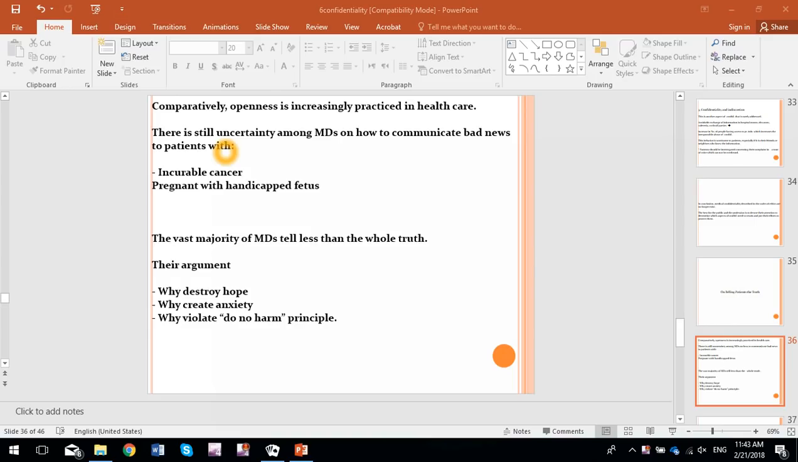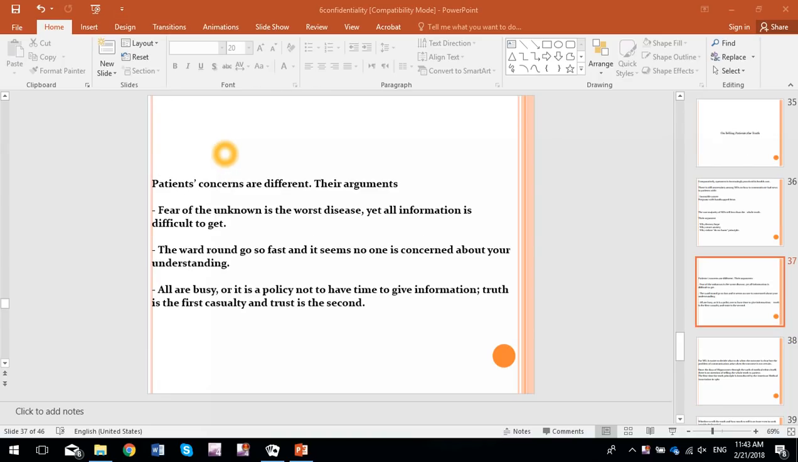When you ask them why they don't tell the whole truth, their argument is: why destroy hope? I don't want to destroy hope for the patient. This is why I'm not telling the whole truth. Why create anxiety? Telling the whole truth means creating anxiety, increasing the anxiety status of the person, and I don't need to create anxiety for the patient. And by telling the whole truth, this is their argument, I'm violating what's called the harm principle, which is do no harm to the patient. This is the physician's argument regarding not telling the whole truth.